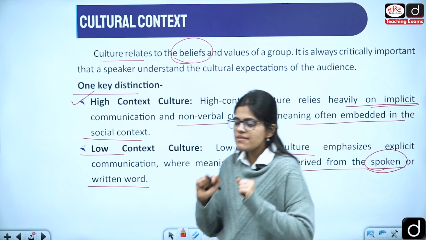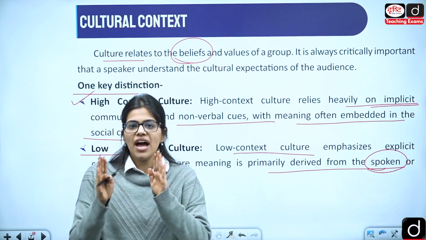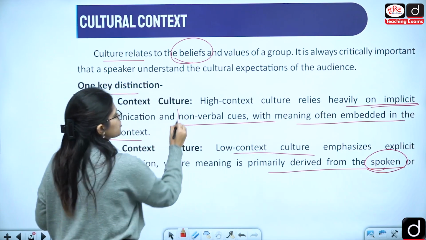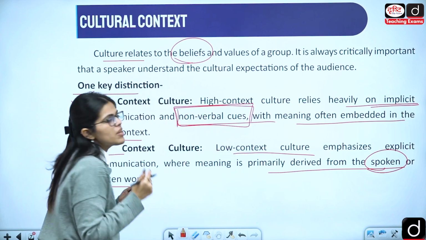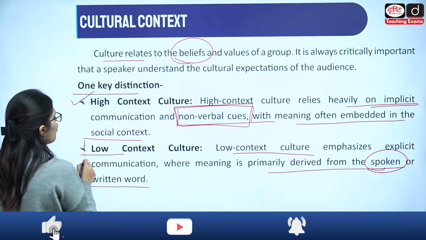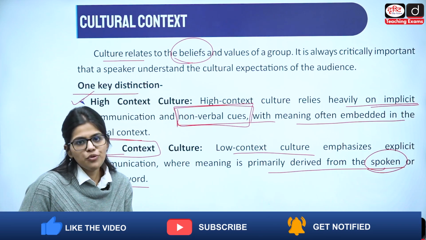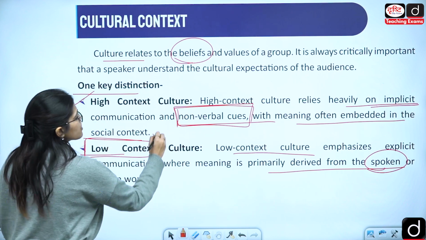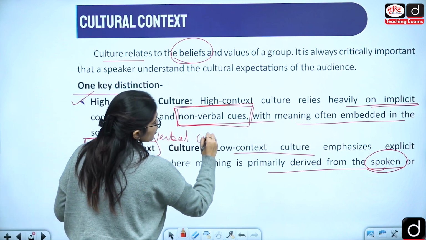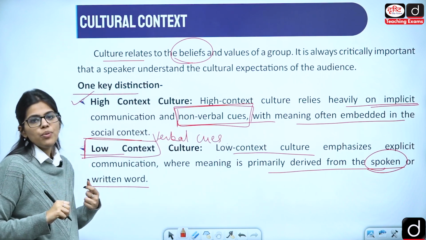So quickly let us revise. High context culture will value non-verbal communication, the non-verbal cues in between, and the low context culture will only look at the words that you are using. That means verbal communication or the verbal cues are more important here.